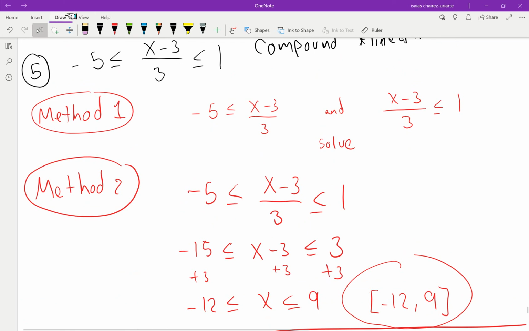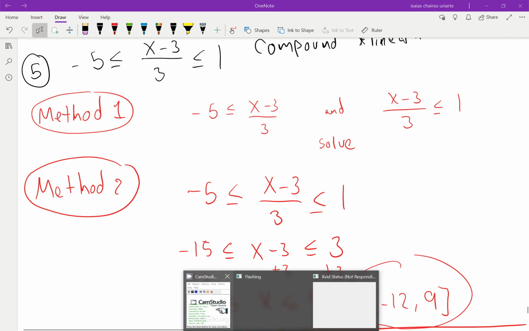Okay, so this is the first part of dealing with inequalities. Right now we've been dealing with just linear inequalities. In the next video, we'll deal with rational inequalities.